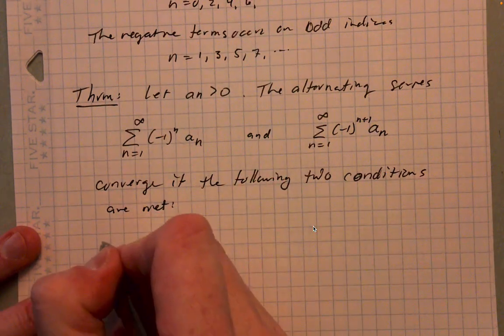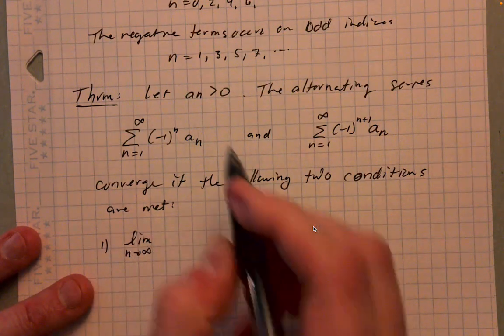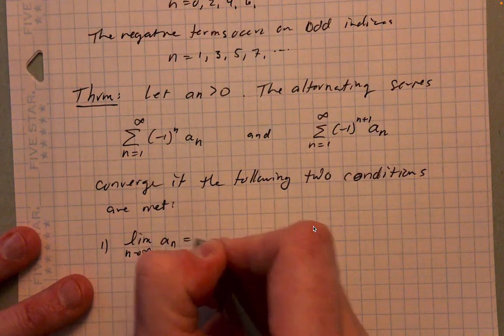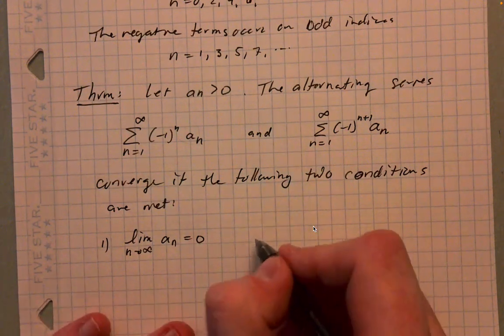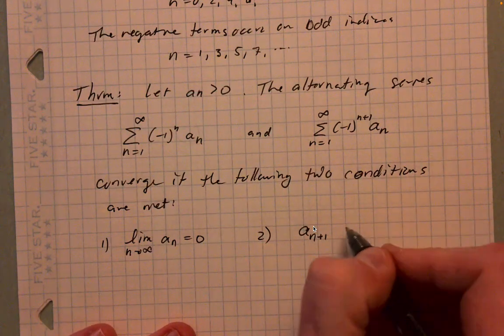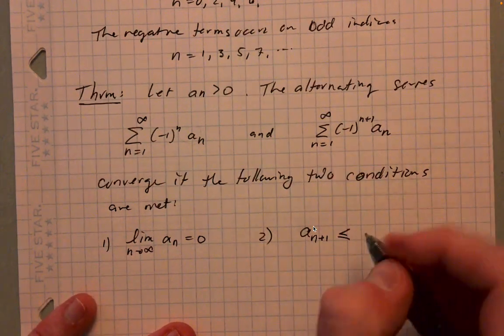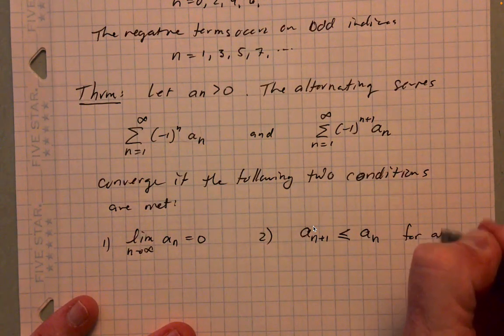Right, so the first condition is that the limit as n goes to infinity of a of n is equal to 0. Namely, the nth term of the series must converge to 0 in the limit. It must go to 0 as n goes to infinity. And second, a of n plus 1 needs to be less than or equal to a of n, and this is going to be for all n.